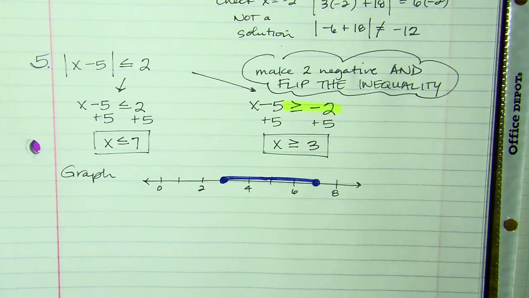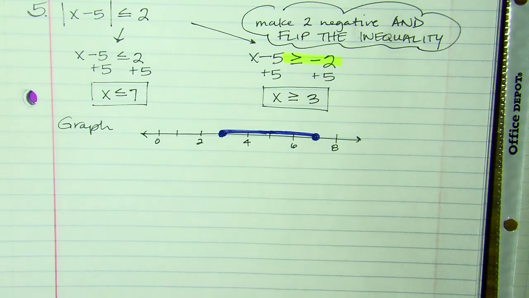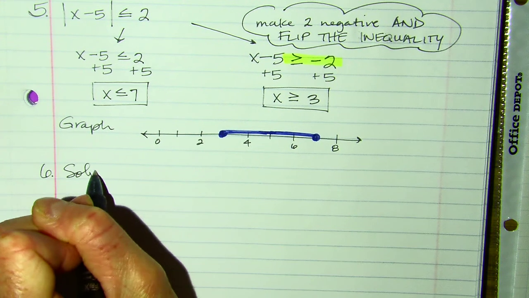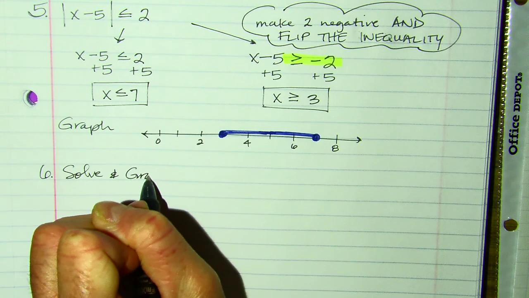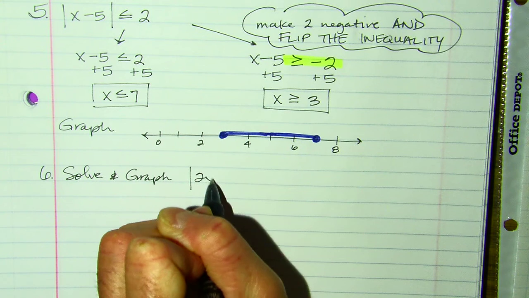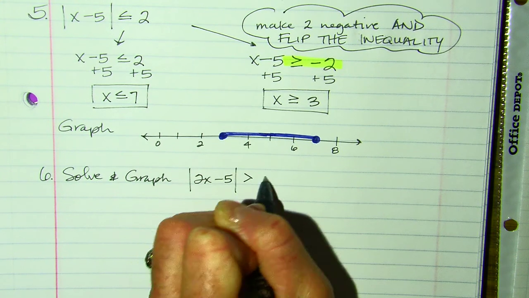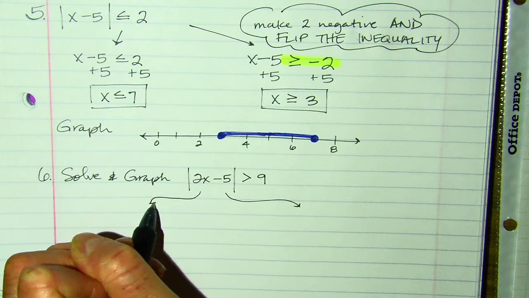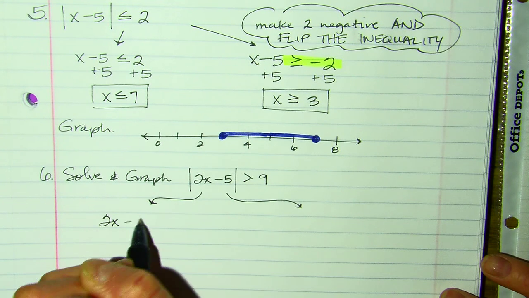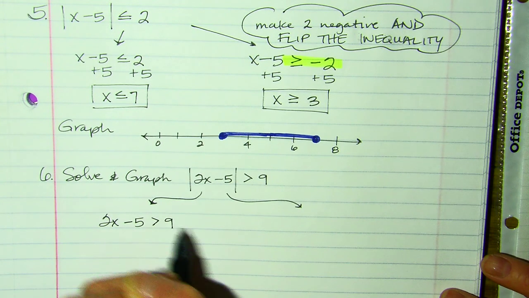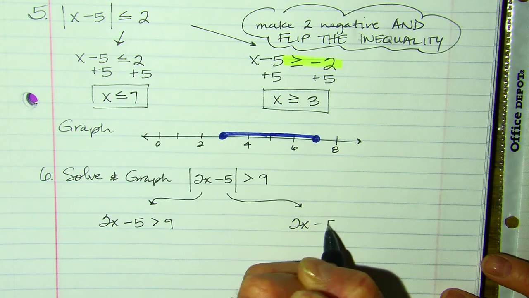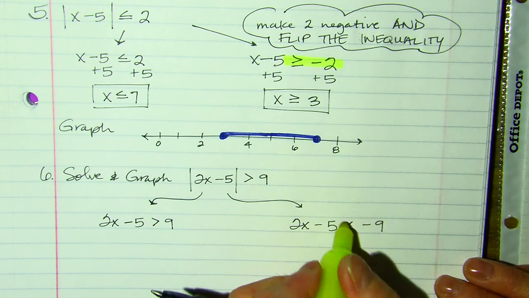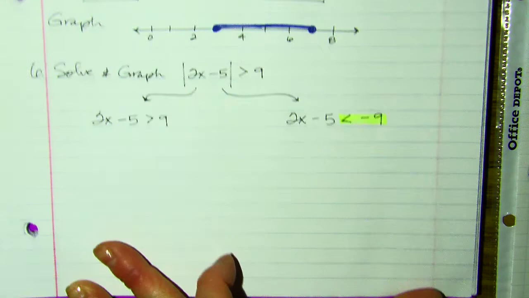Okay? All right, moving on. Next one. Solve and graph: the absolute value of 2x minus 5 is greater than 9. So here we go. You can pause and set up your equations. One is 2x minus 5 is greater than 9. One is 2x minus 5 is less than negative 9. Notice I changed both the inequality and the number.